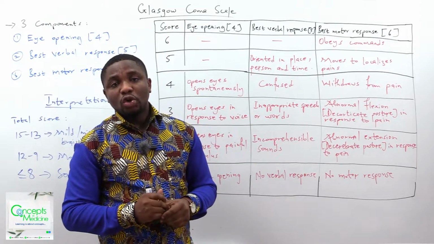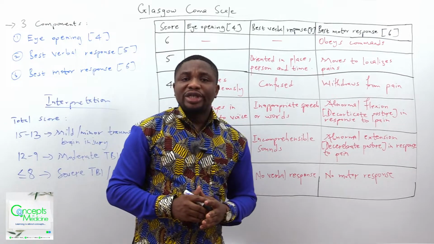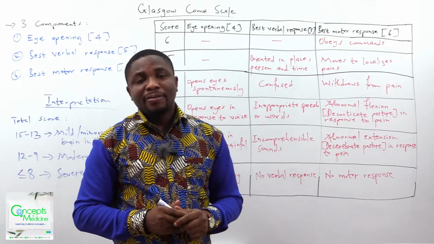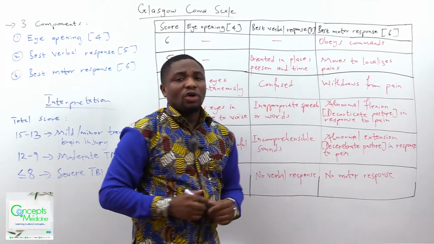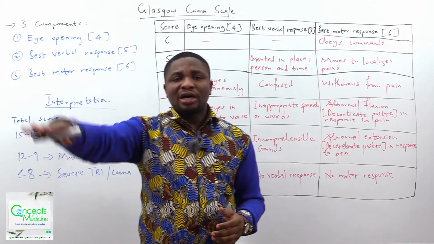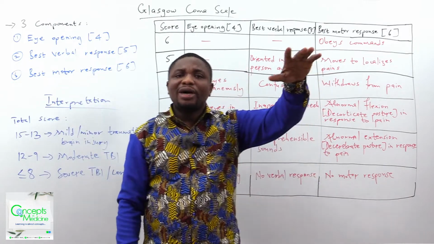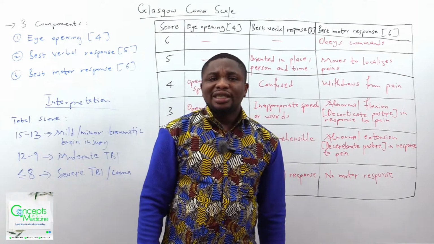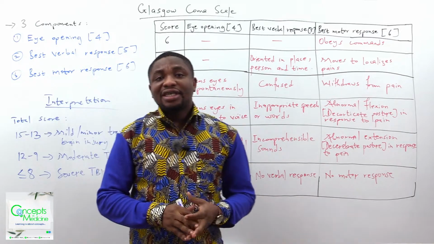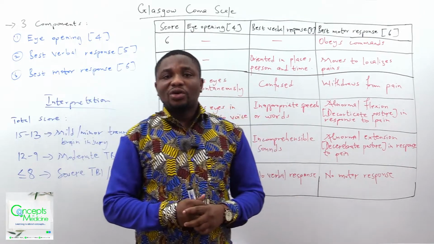That's the best motor response. The best motor response has a total score of 6. You give a score of 6 if the patient obeys commands. Which commands? Lift your arm, it lifts the arm. Lift the other one, it lifts it. Lift the leg, it does that. Any command that you give, the patient obeys it. You give a score of 6.